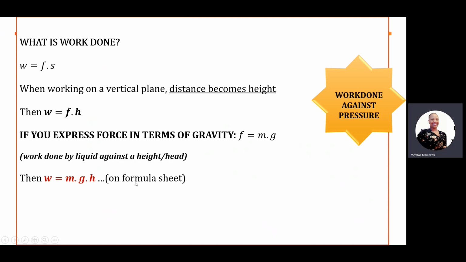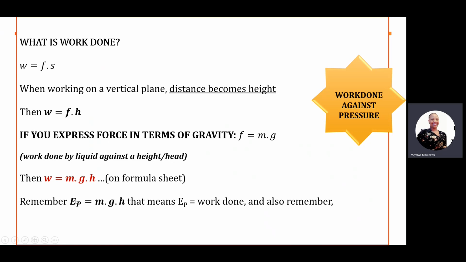And this is on the formula sheet. You remember mgh equals EP. And remember that EP at the top equals EK at the bottom. So they can ask you to calculate kinetic energy, and they've only given you the mass and the height. So you must remember that EK at the bottom is EP at the top, and EP is mgh, and mgh is work done.